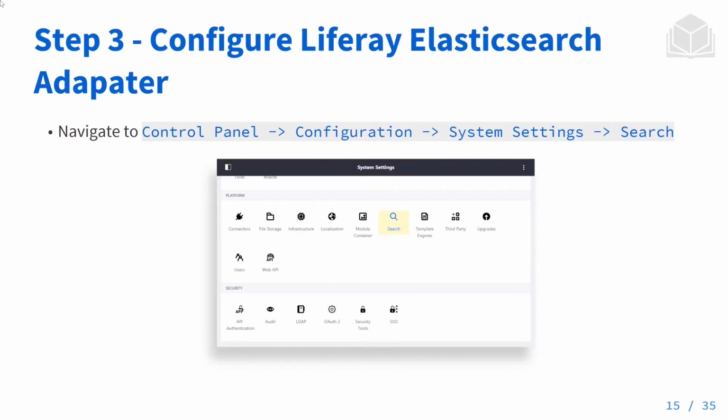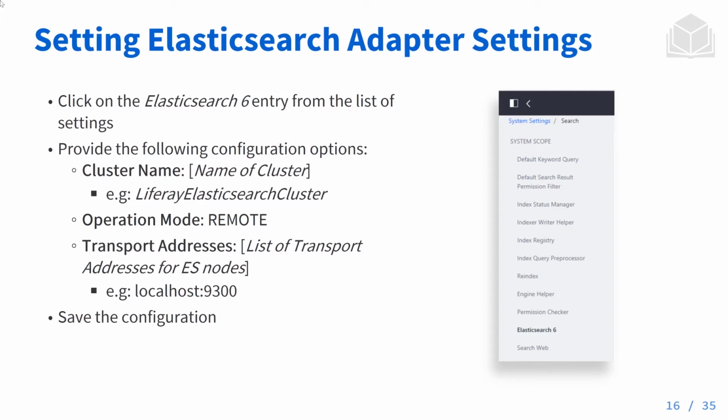In order to get to that configuration, you're going to head over to the control panel, under the configuration section, heading over to system settings, and over in system settings, you'll find search. Once you're there in search, we're going to be looking for Elasticsearch 6. And once you do, you're going to be selecting it and configuring a couple of different properties or configurations.